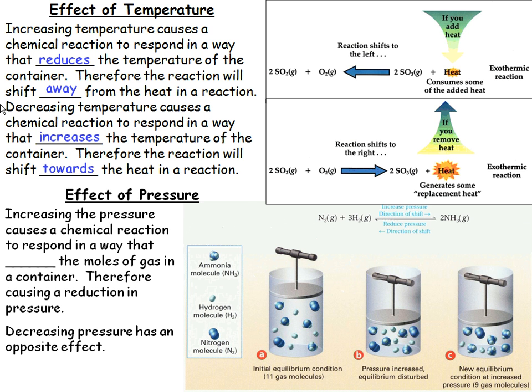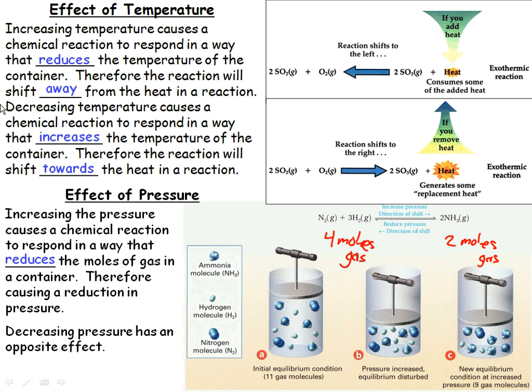As far as pressure is concerned, you have to remember that the only phase of matter that is affected by pressure is the gas phase. So increasing the pressure on a reaction, if you're looking at my bottom reaction here with nitrogen and 3 moles of hydrogen becoming 2 moles of ammonia gas, increasing the pressure on a container will cause the chemical reaction to respond in a way that reduces the moles of gas inside the container. So you have to count the moles of gas on both sides of the equation. Over on the left-hand side, we have 4 moles of gas, and over here on the right-hand side, we only have 2 moles of gas.